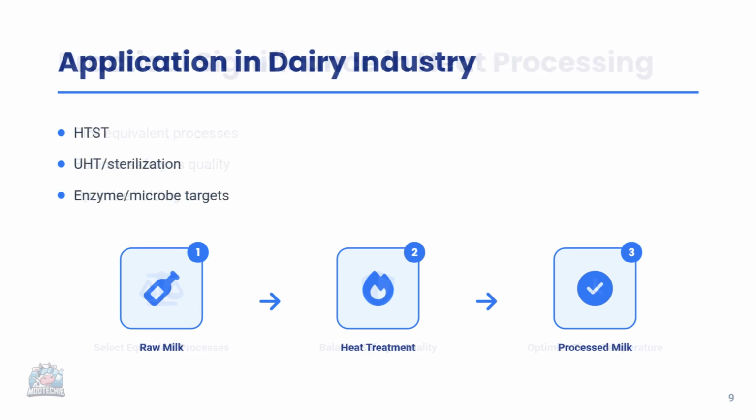In the dairy industry, the Z value is used in several thermal processes. It helps design HTST pasteurization conditions. It is also applied in UHT processing and sterilization systems. By understanding microbial heat resistance, processors can ensure that milk becomes safe while maintaining nutritional quality.